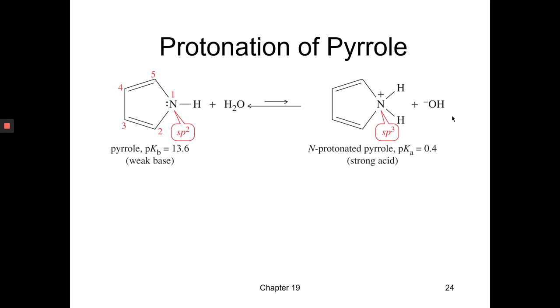In the case of pyrrole, we discussed this in terms of aromatic compounds. Pyrrole is an aromatic compound, and if we were to protonate the nitrogen, that would disrupt the aromatic system, and that would be very unfavorable. So here, the pKb of pyrrole is 13.6. And for the protonated pyrrole, the pKa is 0.4. Think about acetic acid, which is about 4.7. So this is more than 10,000 times more acidic than acetic acid.